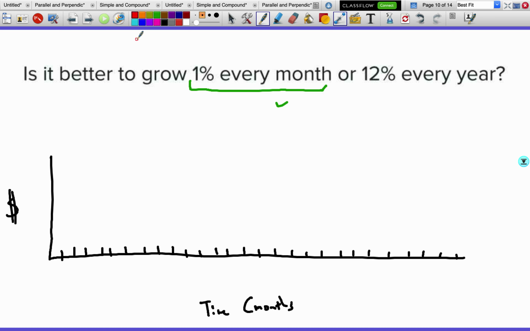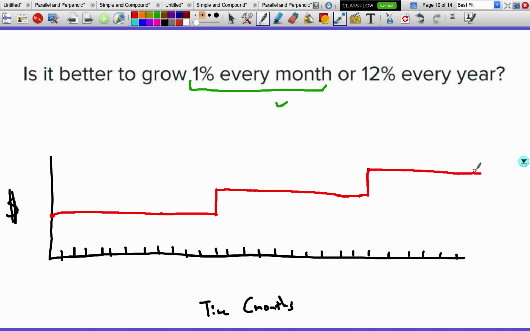All right, with the 12% strategy, we're going to start with some amount, and it's going to stay flat until we get a full year in. So 1, 2, 3, 4, 5, 6, 7, 8, 9, 10, 11, 12 months should be there. And then we're going to get that 12% all at once. But then we have to stay flat again and wait 12 more months and then get all of our interest again and then wait. All right, so that is the 12% every year line.